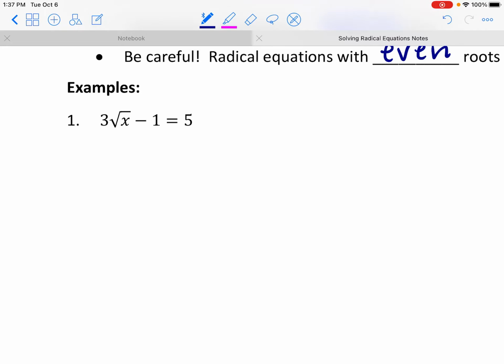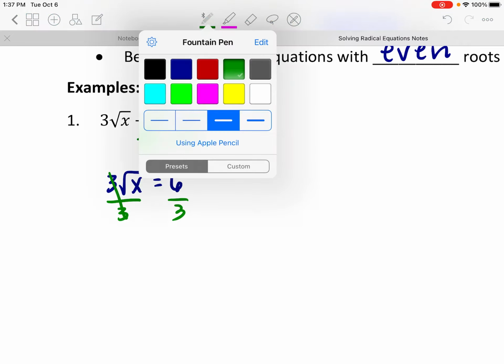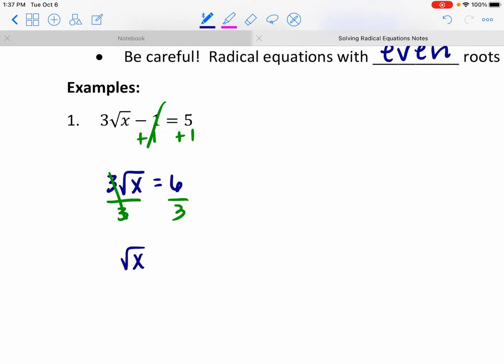We want to get the radical by itself. So our first step is going to be to add 1 to both sides. That's going to leave us with 3 radical x equal to 6. Now I want to divide both sides by 3 so that I've gotten my radical x all by itself equal to 6 divided by 3 makes 2.